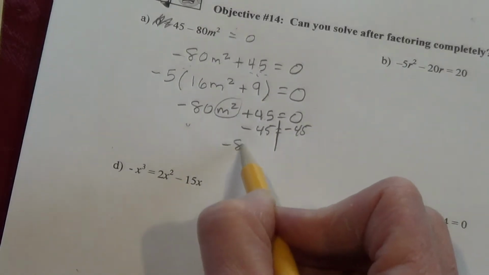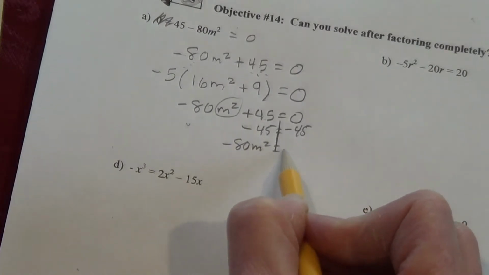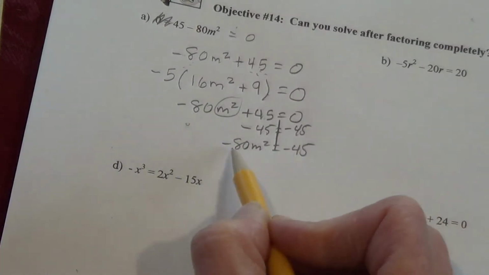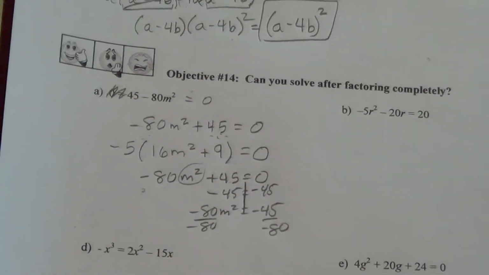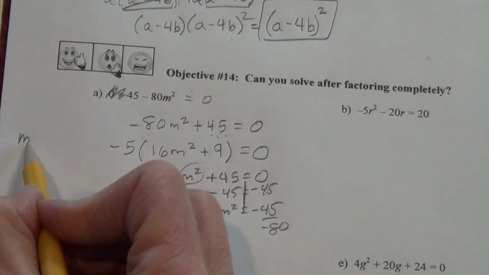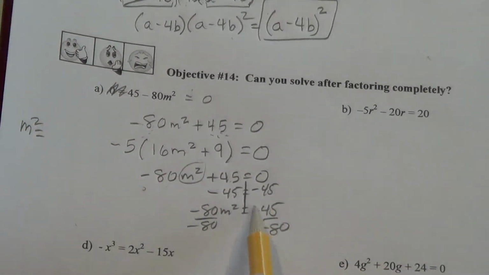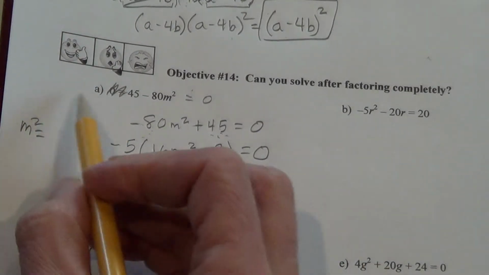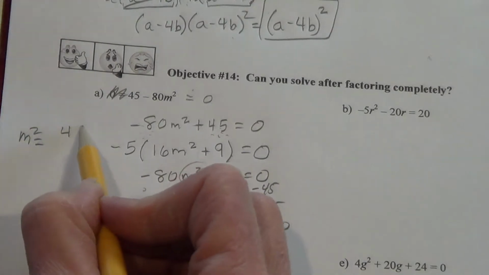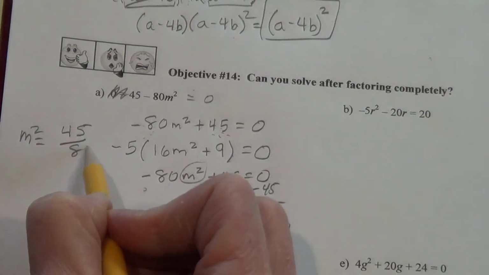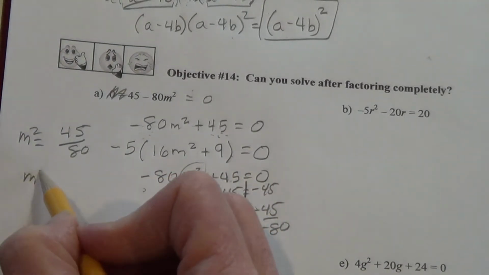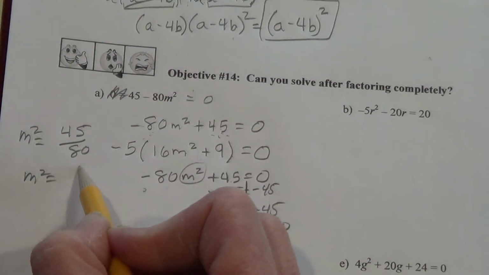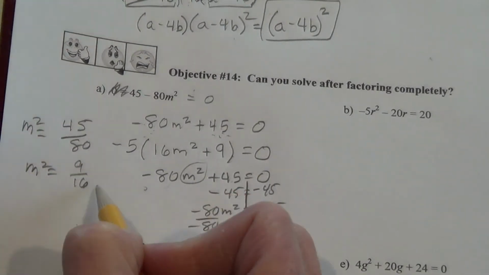Now we get negative 80m squared equals negative 45. And now we can divide by negative 80. And we would get m squared equals, a negative over a negative makes positive, so now we're going to have 45 over 80 positive. We did talk about how 5 goes into each, so we'll go ahead and reduce that. It was 9 over 16.